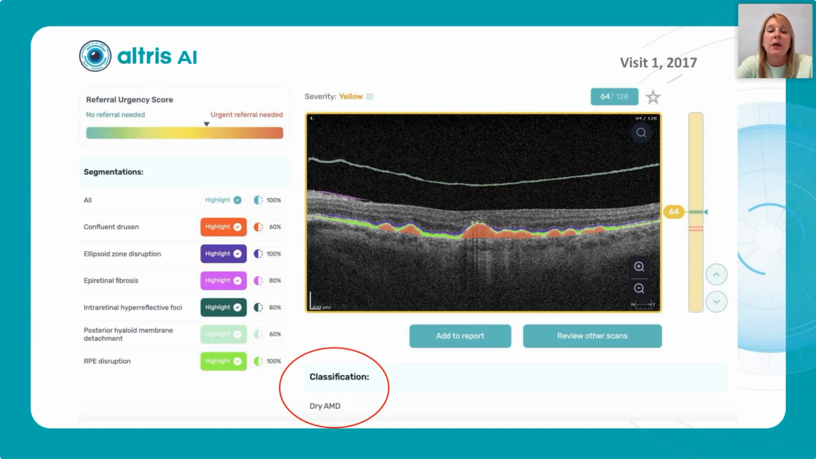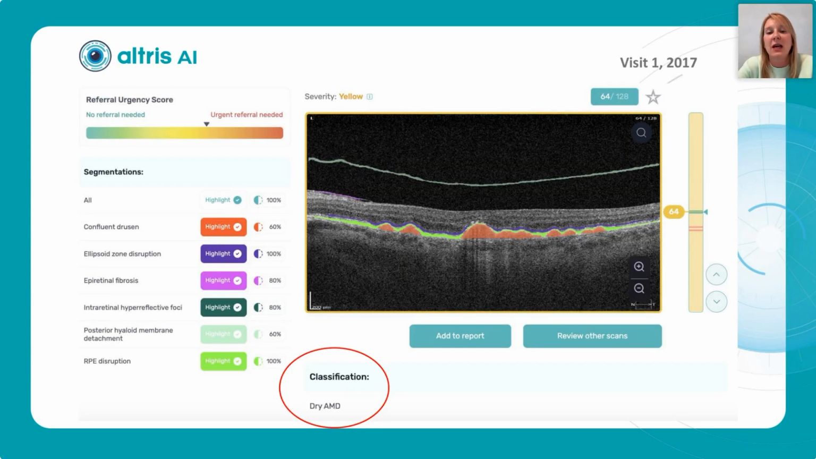First of all, AI can help us identify pathological biomarkers. As I mentioned before, you can see it here. This is the color coding. We can see the first visit of this patient in 2017, and biomarkers such as confluent drusen, ellipsoid zone disruption, epiretinal fibrosis, and others. And we can see how they look on the OCT scan.